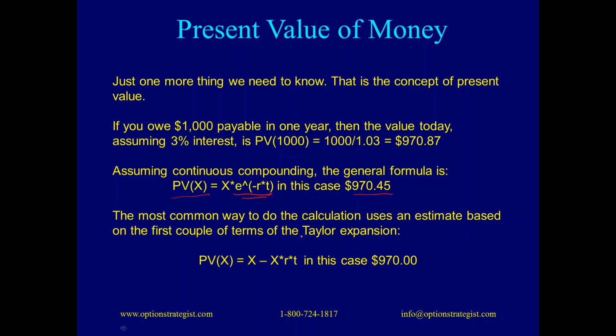And if anybody cares, by the way, we get from this continuously compounded formula to this formula over here using something called the Taylor expansion. Again, probably a lot of you learned it years ago and nobody knows it now. If anybody is interested, though, just shoot me an email and I could send you some more information about it. But the approximation that we use for the present value of an amount of money is that amount of money, X, minus X times R, the interest rate that we're discounting at, times T, the amount of time in years. In this case, the 3% for 1 year, the present value of $1,000 would be $970. Okay? All right, so we need to understand the concept of present value of money.